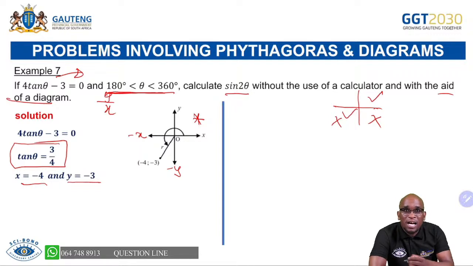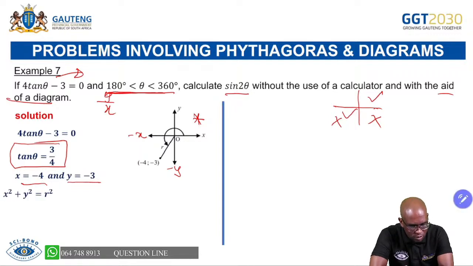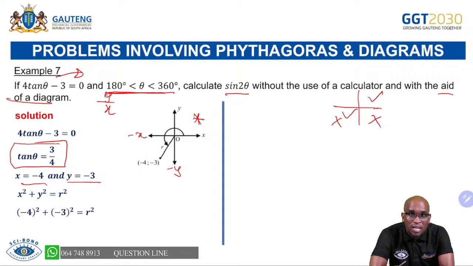Now we are left with calculating r. So we get that from Pythagoras, we can calculate the value of r. x squared plus y squared is equal to r squared. That is from the Pythagoras theorem. And then from there, we substitute x with negative 4, we substitute y with negative 3, and then we get r as 5. r is equal to 5.